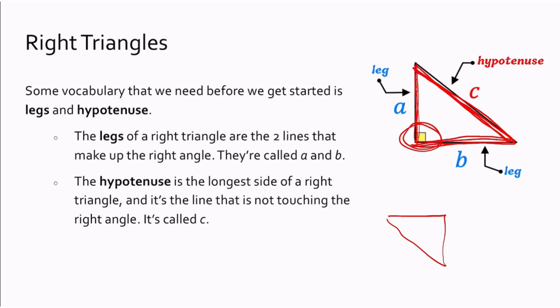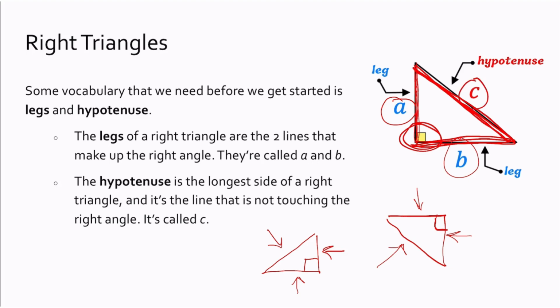So if I had a right triangle like this, I would have a leg, and hypotenuse. Or if I had a right triangle like this, I would have a leg, and a hypotenuse. So the legs are always the ones that are making the right angle, and the hypotenuse is the one that's not touching the right angle. And when we're dealing with Pythagorean theorem, the legs are A and B, and the hypotenuse is C.